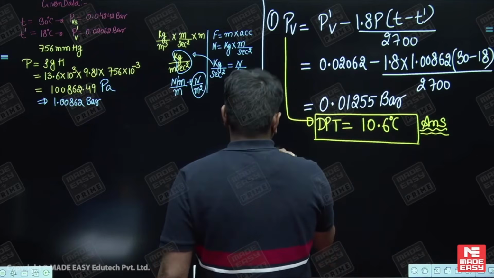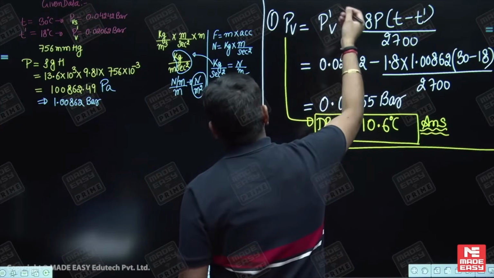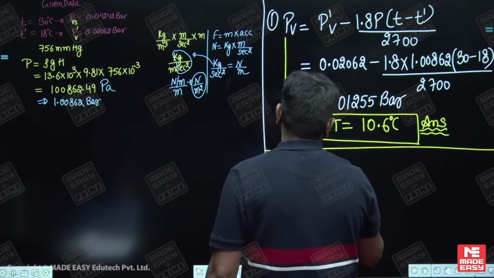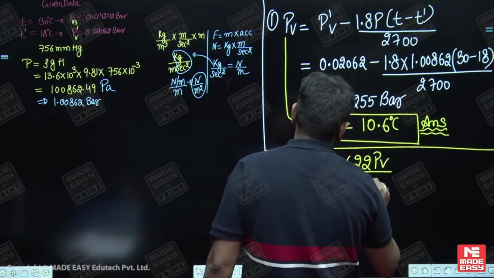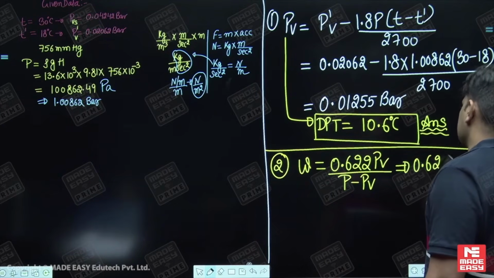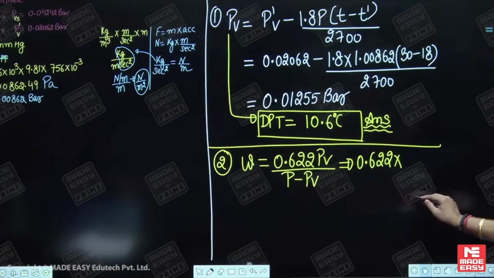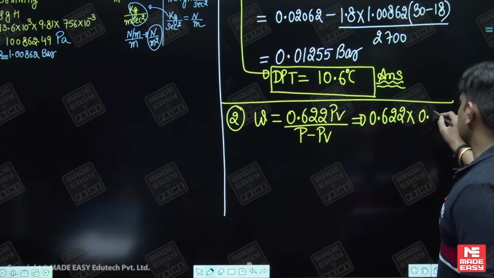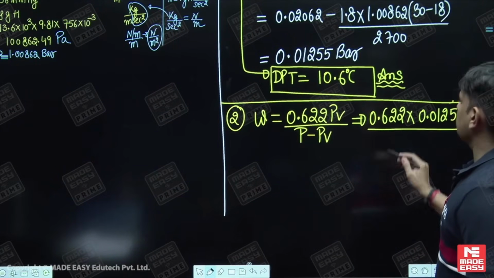Clear? Now the second part. There are many possibilities. First they can ask the partial pressure of water vapor for 2 marks, dew point temperature for 2 marks, then specific humidity. Remember that specific humidity is dimensionless: omega equals 0.622 into PV divided by (P minus PV). PV is 0.01255, divided by P, the total pressure.